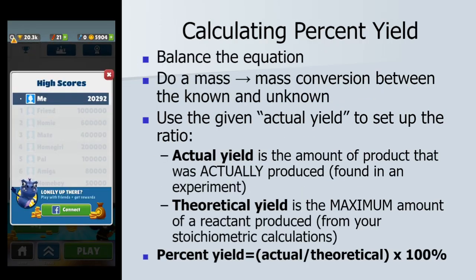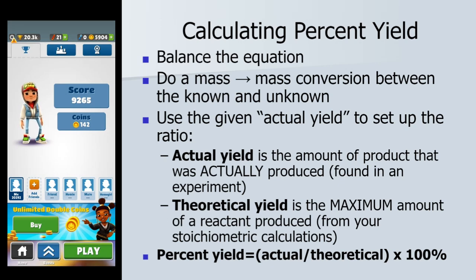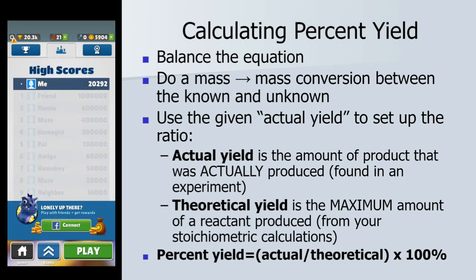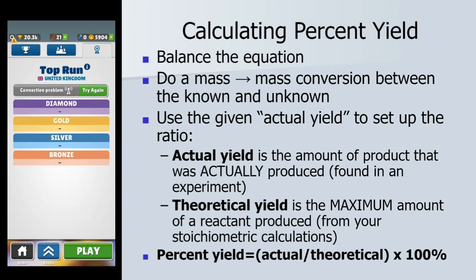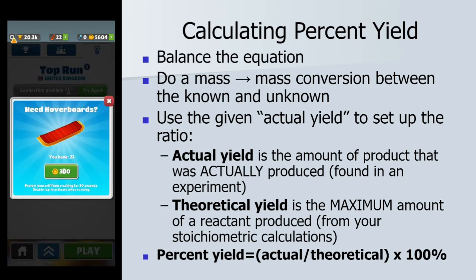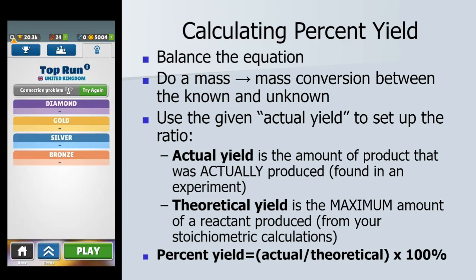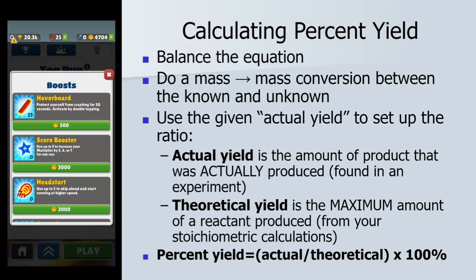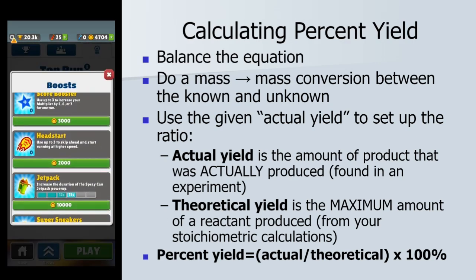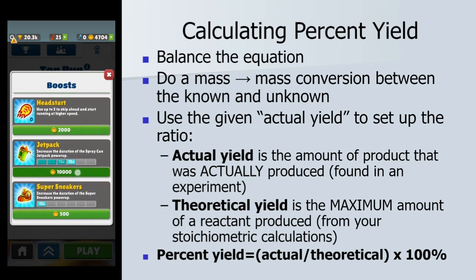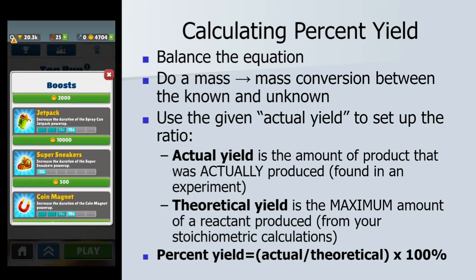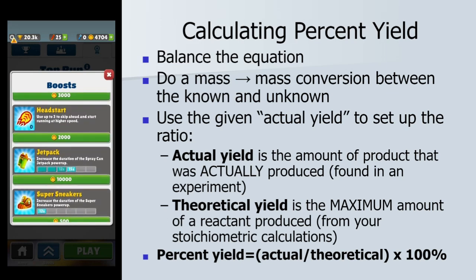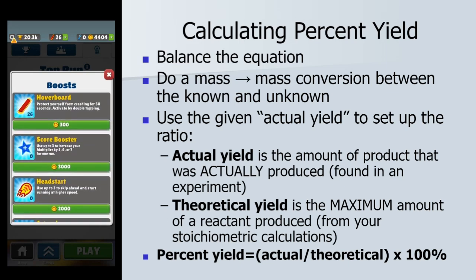Now, to calculate percent yield, we have to make a balanced equation and do a mass-to-mass conversion between the known and unknown. And we use the given actual yield to set up the ratio. The actual yield is the amount of product that was actually found in an experiment. And the theoretical yield is the maximum amount of a product produced, which we can find from our stoichiometry calculations. The percent yield is the actual yield over the theoretical yield multiplied by 100%.